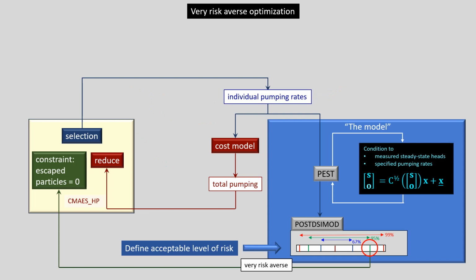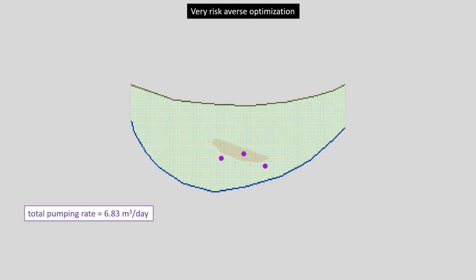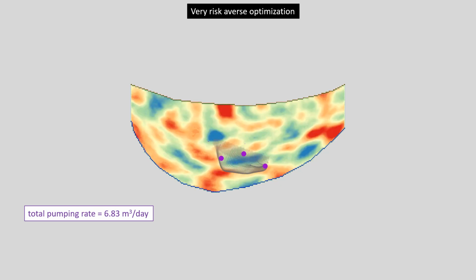And if I want to be really risk averse and say I want to do optimization under uncertainty, but I'm only prepared to accept a 5% risk of failure, then once again I have success. In this case, the total pumping rate calculated for me by CMA-ES is 6.83 cubic meters per day, and I have containment. But there's a little bit of a problem here. Why do I have to pump less to have a greater probability of success?